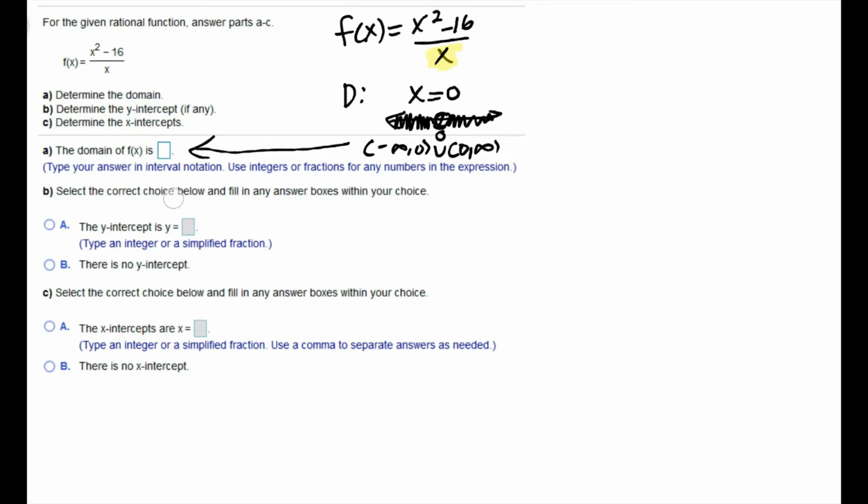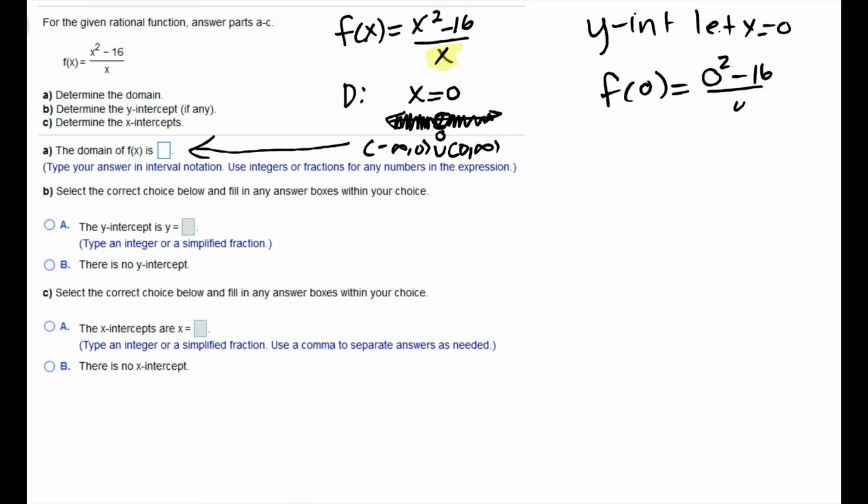The next thing we want to do is find any y-intercepts. The way that we find a y-intercept is to let x equal 0. So we're finding f of 0. If I substitute a 0 into this function, you can see that I get a 0 in the denominator, and that's undefined. So this rational function does not have a y-intercept.